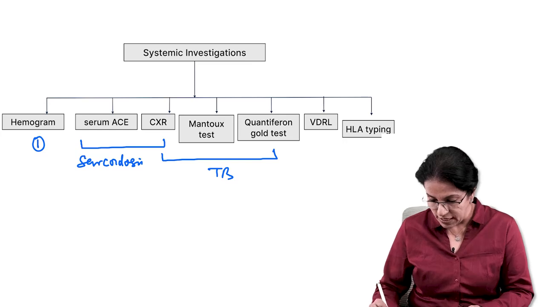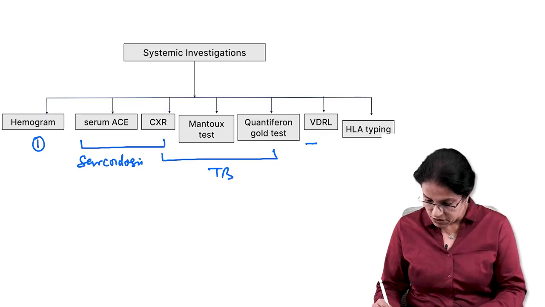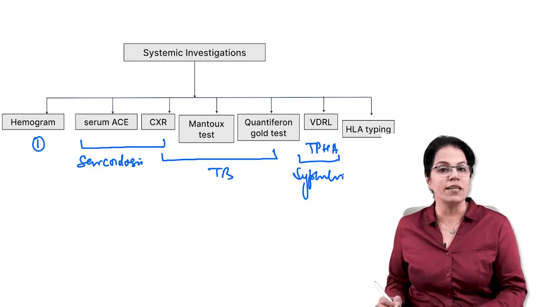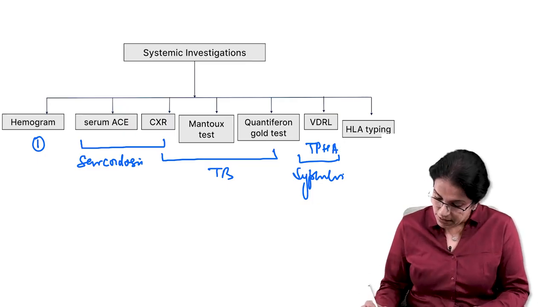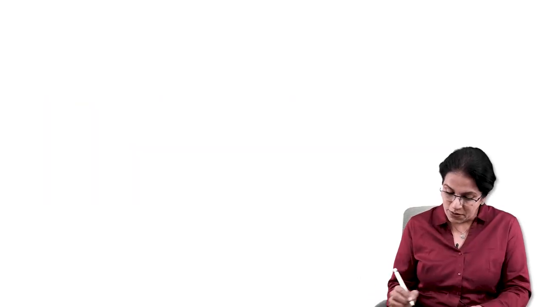We can go for VDRL or we can also go for TPHA. This is mainly done for syphilis, right? So this way we have to think and analyze what are the investigations we can go for. HLA typing is again very important and we have to know some HLA associations here. Important ones we are going to learn together.